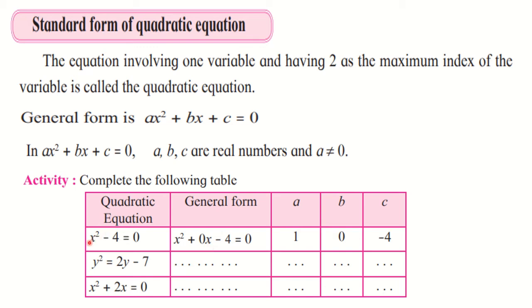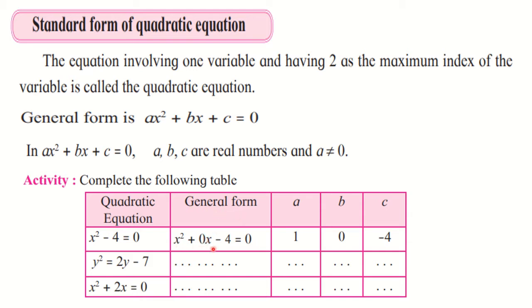See, after x square, the term with x should be present, but that is missing. So you need to write that term. So you will rewrite this equation as x square plus 0x minus 4 is equal to 0. Okay. So we wrote it in general form.